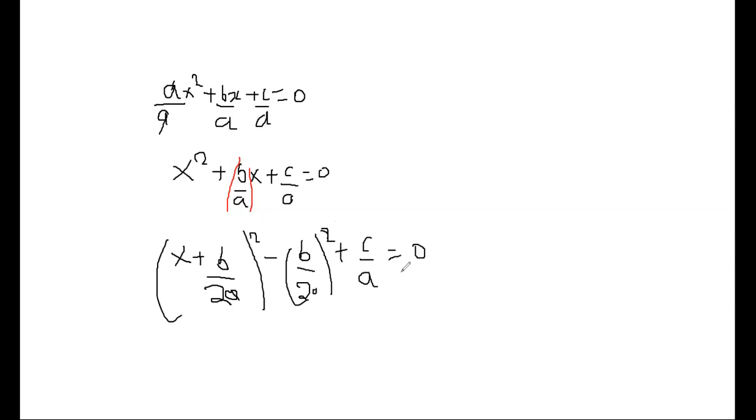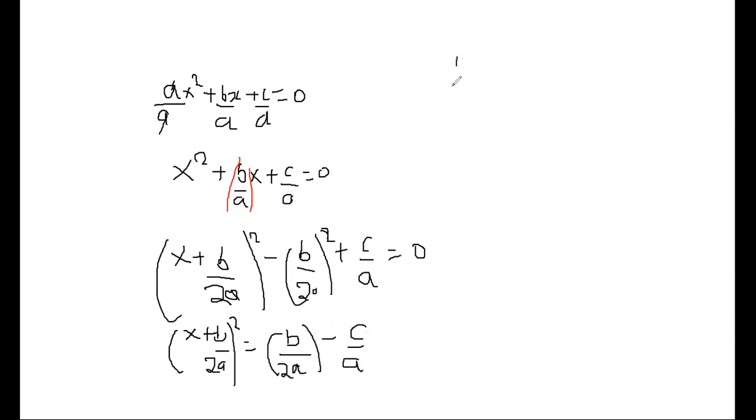That is for that. We equate that one to 0. You're going now to have x plus b over 2a squared is the same as, you take this one to the other side of the equal sign, you're going to have b over 2a, the whole of this squared, minus c over a.